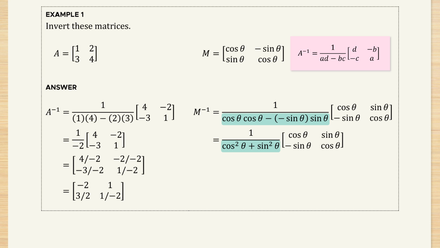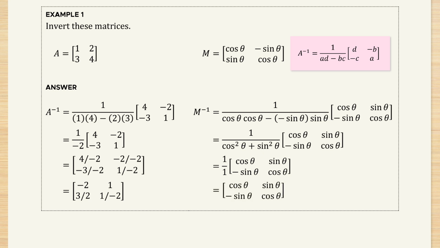And we notice this as the Pythagorean identity. Cos squared plus sine squared equals 1. Determinant is 1, and 1 over 1 is just 1. Effectively, the inverse of M is just the adjugate of M, [cos theta, sine theta; negative sine theta, cos theta].